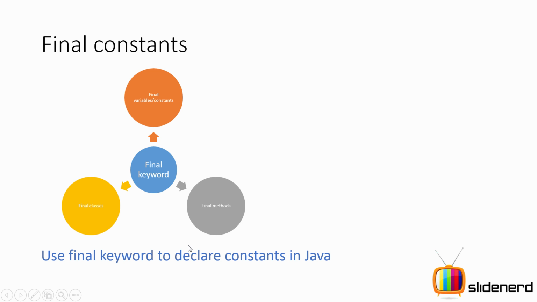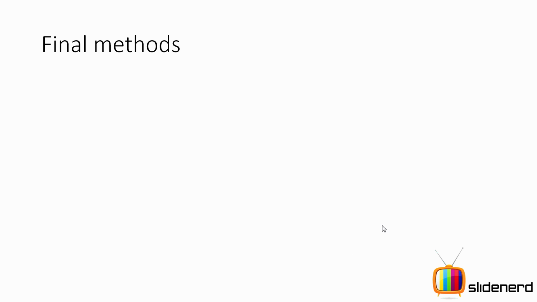So the first thing: use the final keyword to make constants in Java. If you have a value like pi equals 3.14, and you want to make it a constant, make it final so that no one else can change its value. Next, let's talk about final methods.